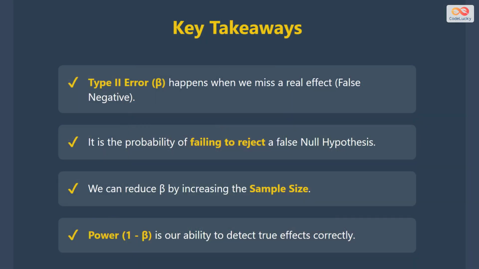To wrap up, a type 2 error is a false negative, denoted by beta. It means missing a real effect. You can combat this by increasing your sample size, which increases the statistical power of your test.